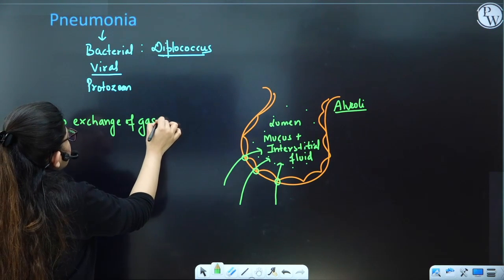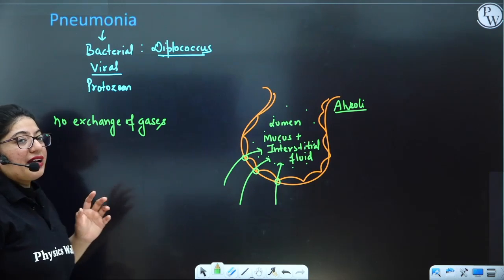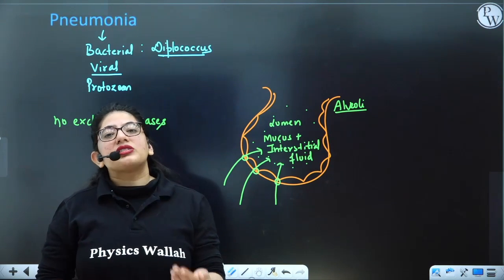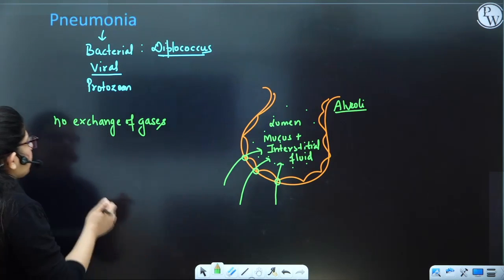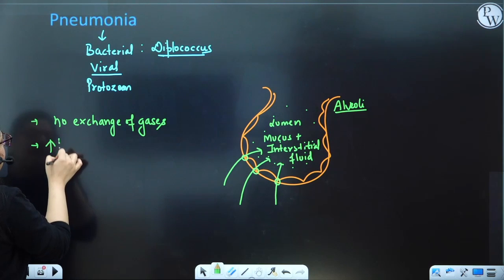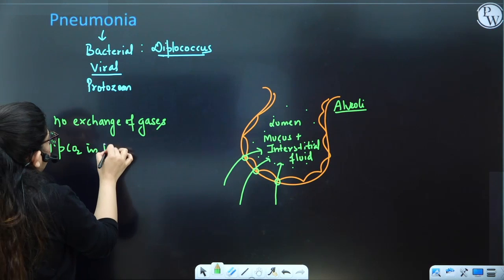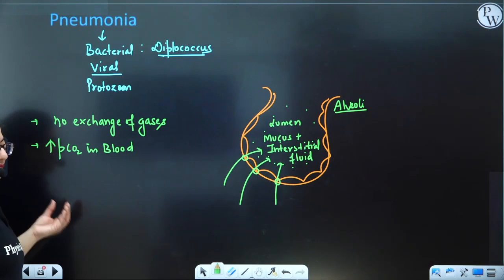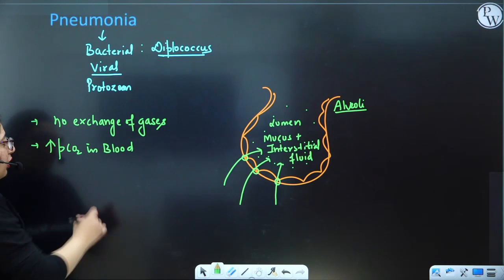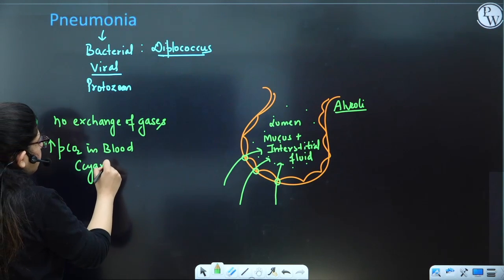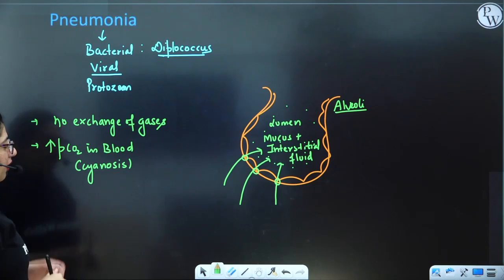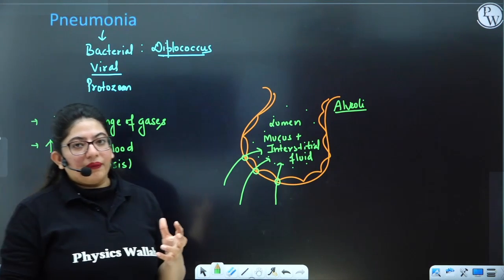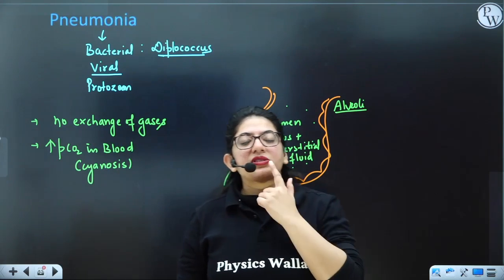If there is no exchange of gases, that means the person's blood will be carrying more CO2 and less oxygen. As a result, there will be an increase in partial pressure of CO2 in the blood. Whenever there is an increase in CO2 in your blood, you call this condition cyanosis. Cyano means blue. Wherever the word cyano comes, that means blue. And that is a symptom of pneumonia, that a person's lips will become blue.